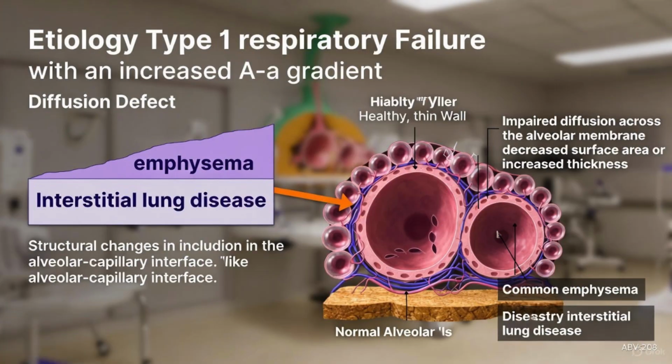Etiologies of type 1 respiratory failure with increased alveolar arterial gradient include diffusion defect, in which there are structural changes to the alveolar component of the alveolar capillary interface, such as decreased surface area or increased thickness. This may result in a diffusion defect across the membrane. This diffusion defect is usually seen in conditions like emphysema and interstitial lung disease.